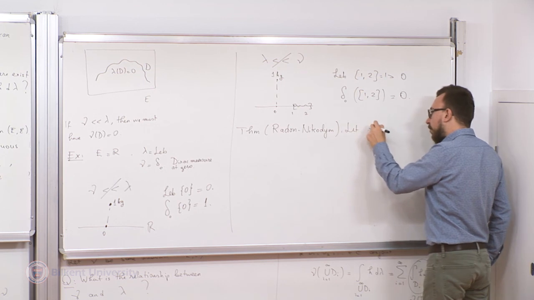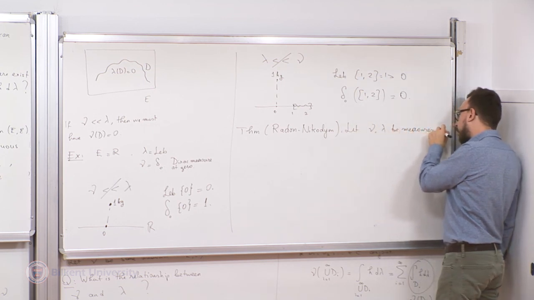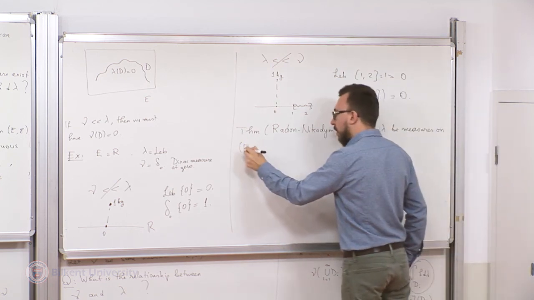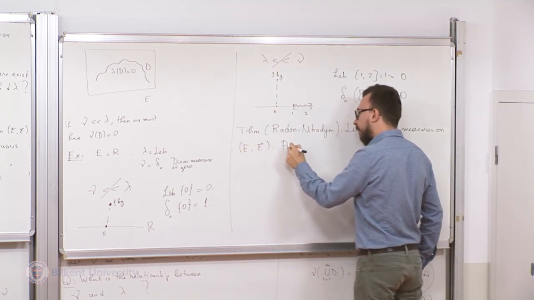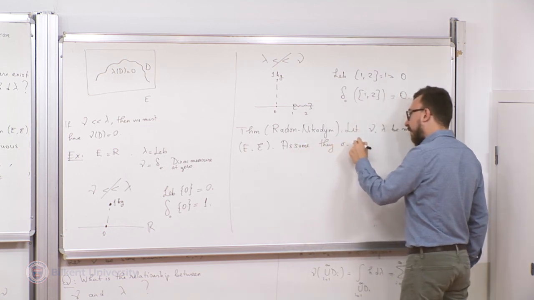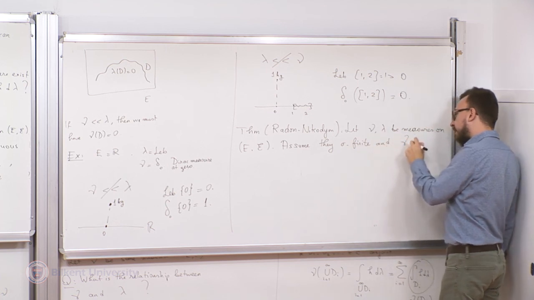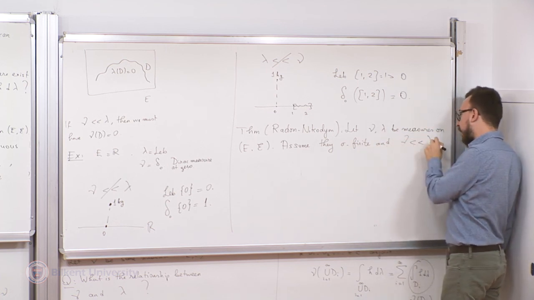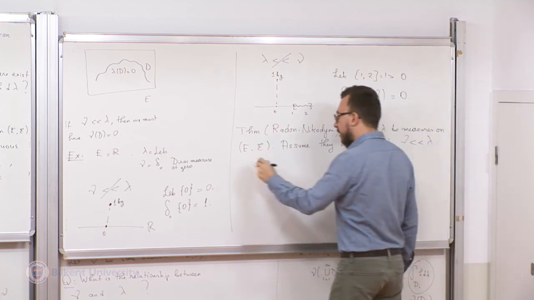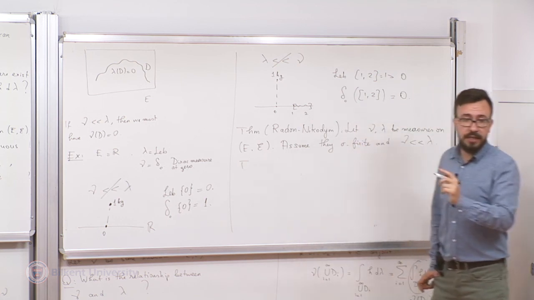Let nu and lambda be measures on E. Assume they are sigma finite, and nu is absolutely continuous with respect to lambda. So sigma finiteness is also necessary. And remember, Lebesgue measure is sigma finite.